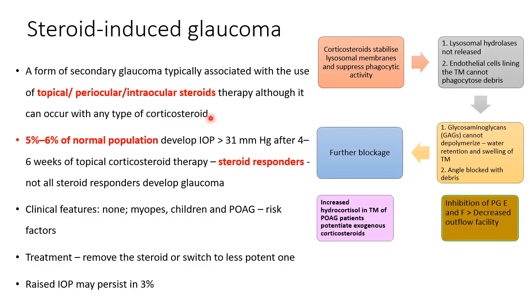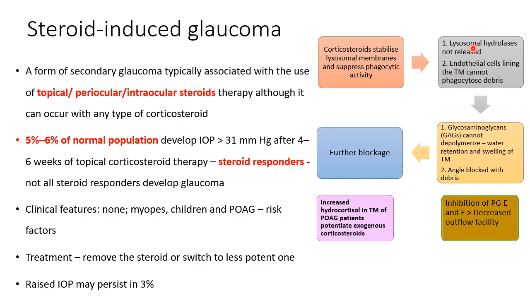So, what is the pathogenesis? This you must understand. Corticosteroids, how do they work? They stabilize lysosomal membranes and suppress phagocytic activity. Now, what effect does this have on the eye? The lysosomal hydrolases are not released, number one, because the lysosome membranes are stabilized, and endothelial cells, which have a property of phagocytosing debris. These endothelial cells are present in the trabecular meshwork and they have a function of phagocytosis of whatever debris is there in the aqueous. So they fail to do that.